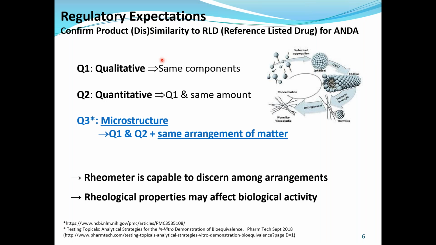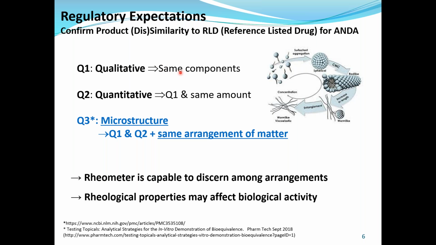Okay, the regulatory expectation is involved with Q3. So we'll talk about Q1, 2, 3. Q1, just to back up here, is that there is a regulatory expectation that you demonstrate that the product is similar to the reference listed drug, the RLD, or an ANDA. That's an abbreviated new drug application that's required by the FDA for a generic company to market its pharmaceutical product. So the Q1 is qualitative.